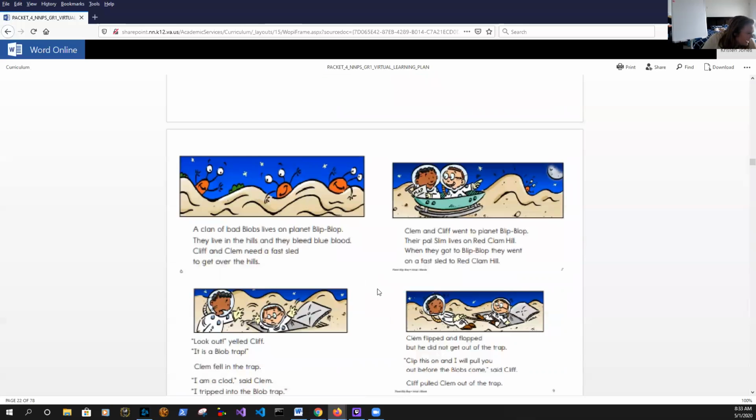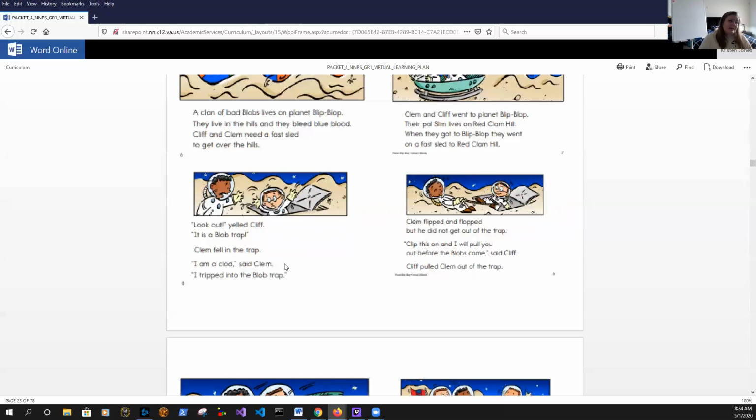A clan of bad blobs lives on Planet Blip Blop. They live in the hills and they bleed blue blood. Cliff and Clem need a fast sled to get over the hills. Clem and Cliff went to Planet Blip Blop. Their pal Slim lives on Red Clam Hill. When they got to Blip Blop, they went on a fast sled to Red Clam Hill.